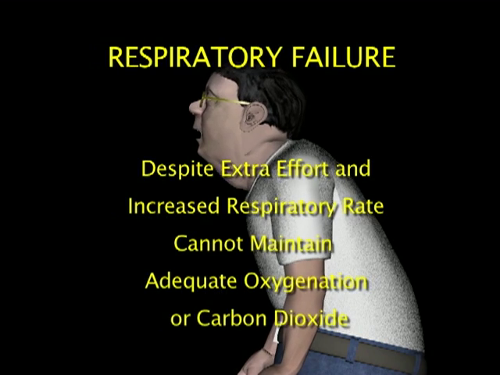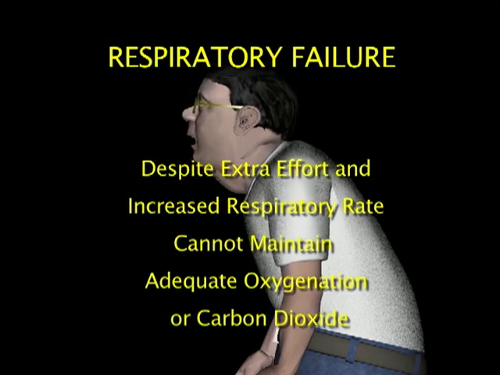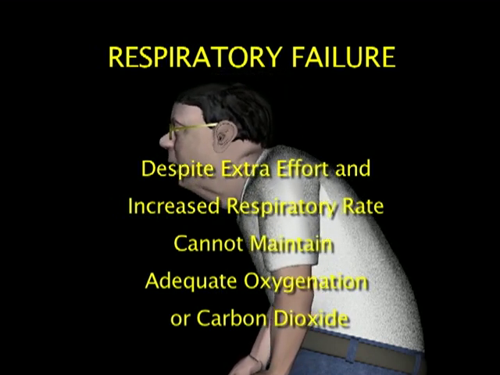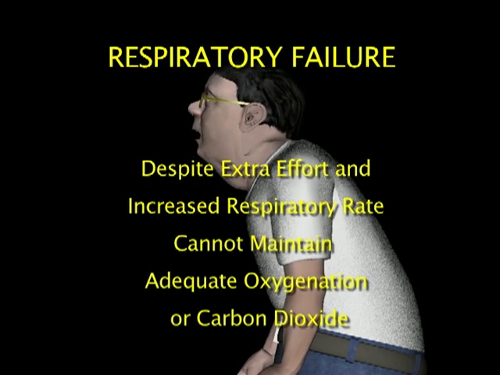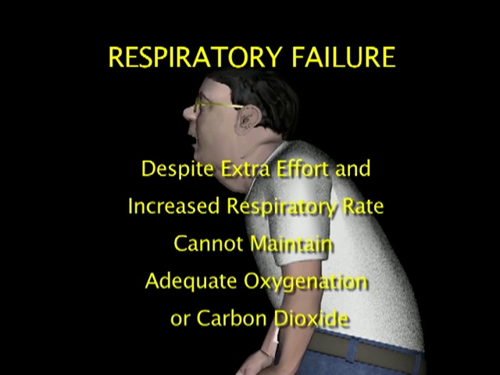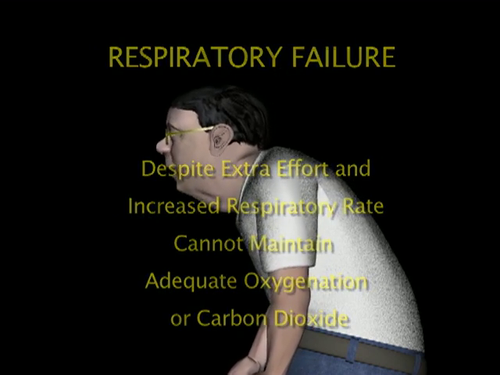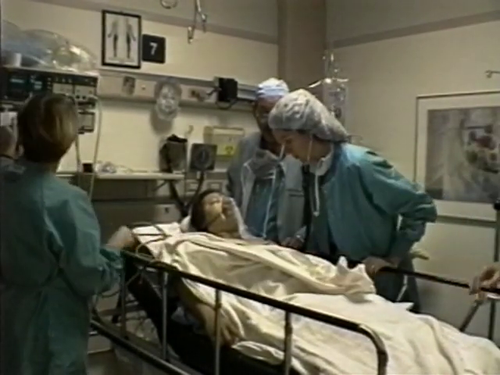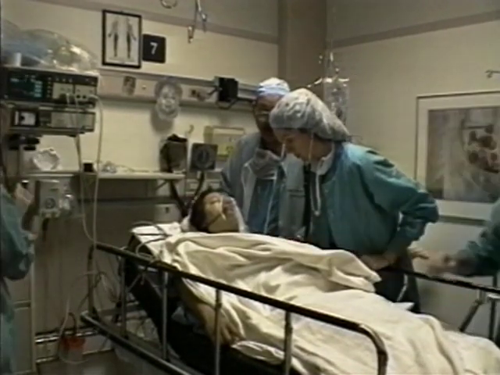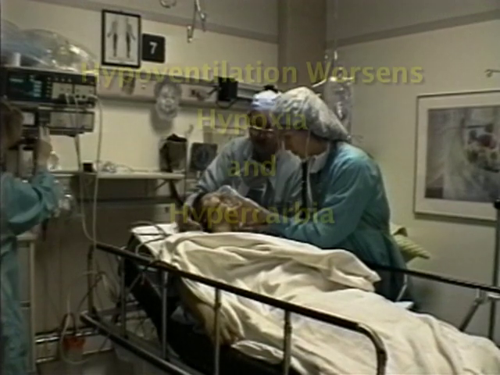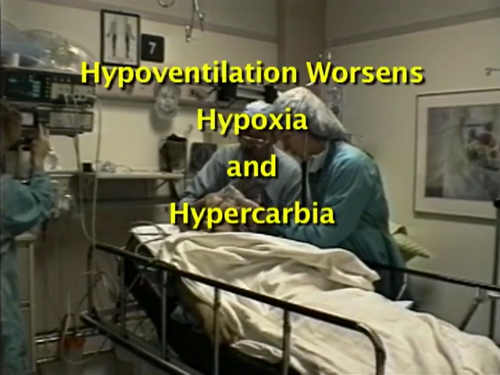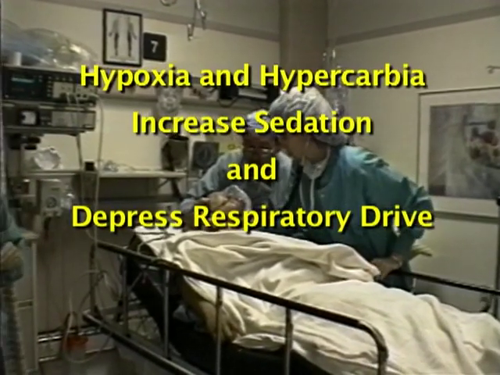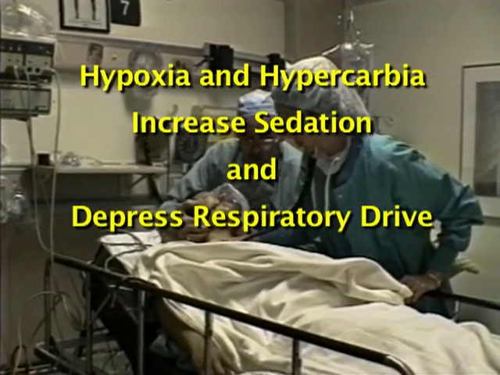A patient who, despite extra effort and increased breathing rate, is unable to maintain adequate oxygenation, or who has poor oxygenation, is in respiratory failure. As respiratory failure worsens, the patient will start to decompensate. Respiratory rate may actually slow and effort will decline. In the patient exhausted to the point of respiratory collapse, or in the patient with respiratory depression due to altered mental status from any cause, there may be little effort to breathe. Hypoventilation worsens hypoxia and hypercarbia, both of which increase sedation and further depress respiratory drive. The patient with respiratory depression can become apneic with little warning.